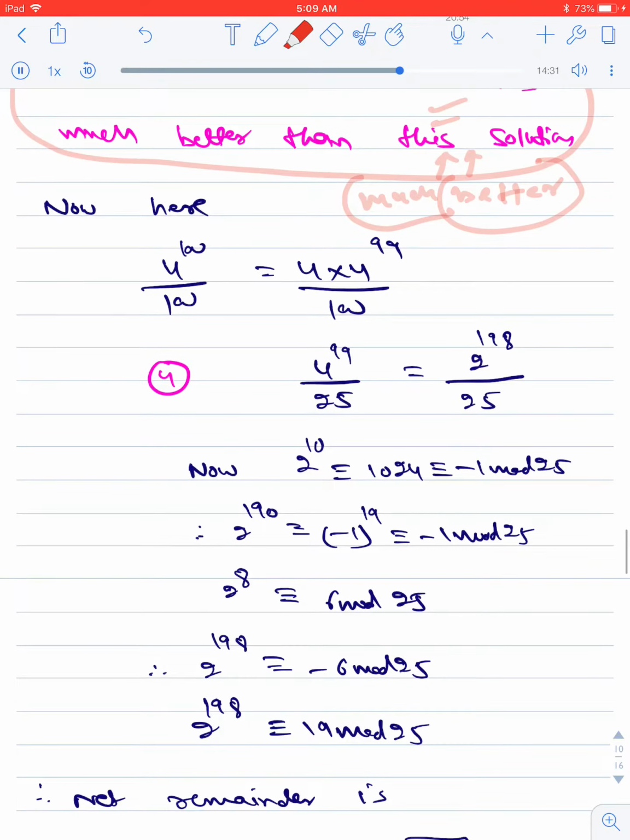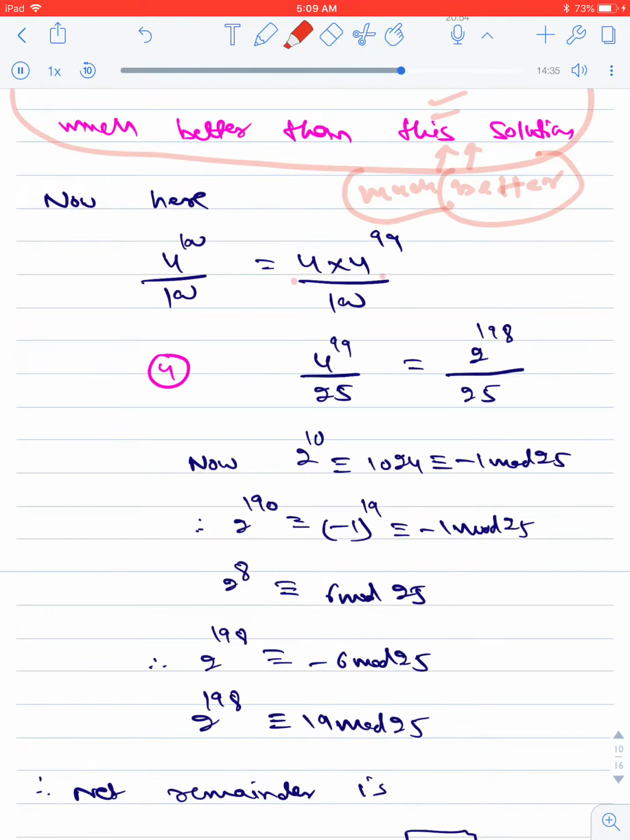We can write 4 raised to 100 as 4 into 4 raised to 99. We have to divide by 100. Just divide numerator and denominator by 4. What we get is 4 raised to 99 by 25. You can write 4 raised to 99 as 2 raised to 198. We have to divide it by 25.